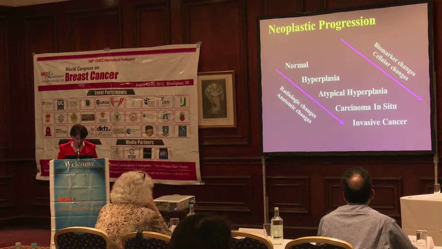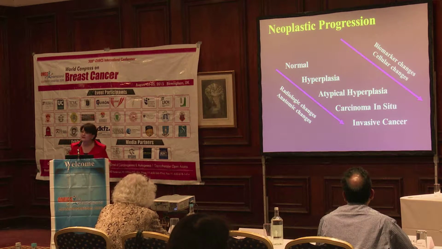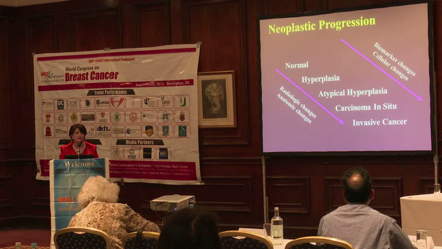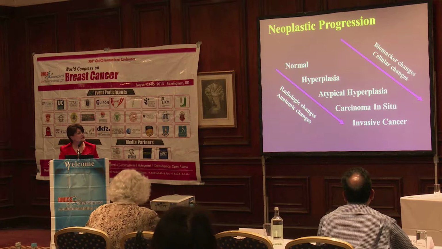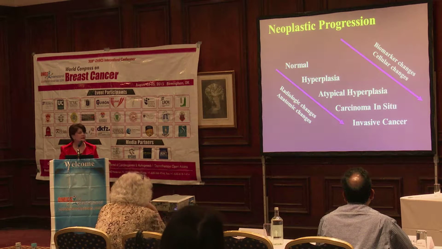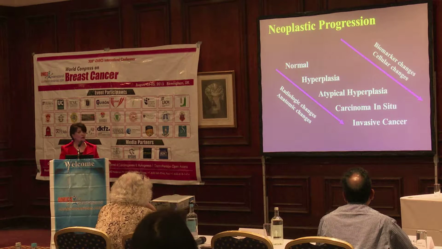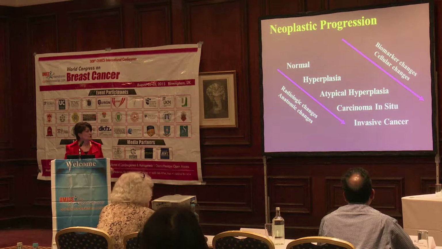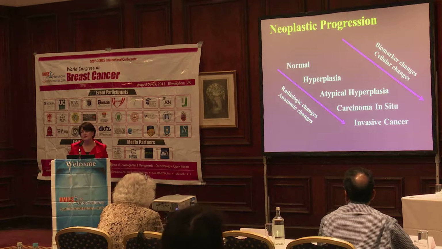So let's remind ourselves what breast cancer is. When we look at a very simplistic version of how breast cancer develops, it appears that from the time normal epithelial cells become an invasive cancer, it undergoes a cascade of events from hyperplasia to atypical hyperplasia to carcinoma in situ and invasive cancer.